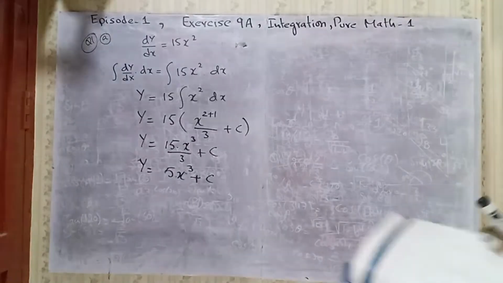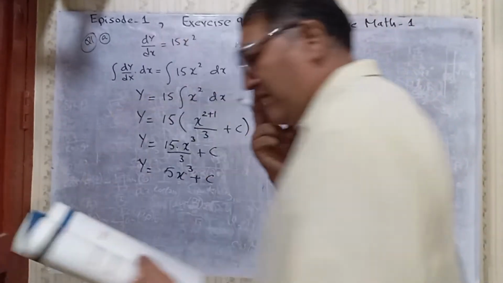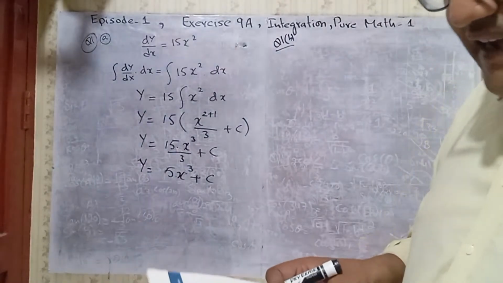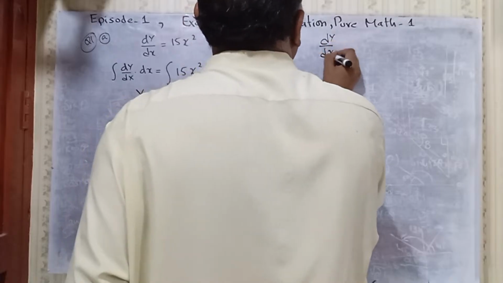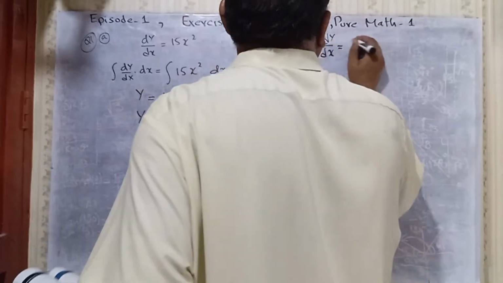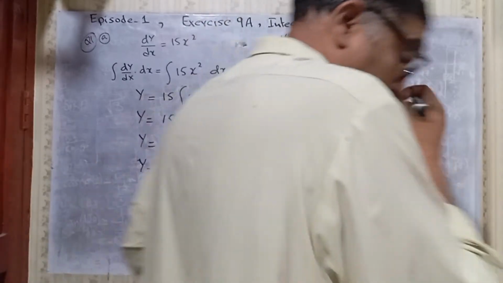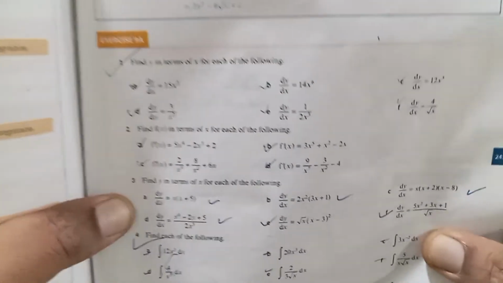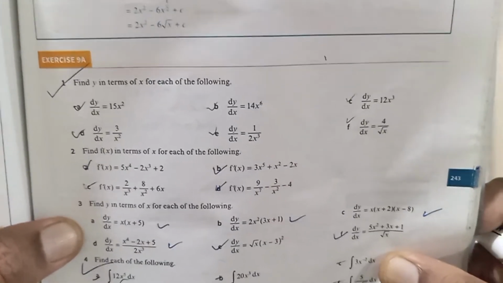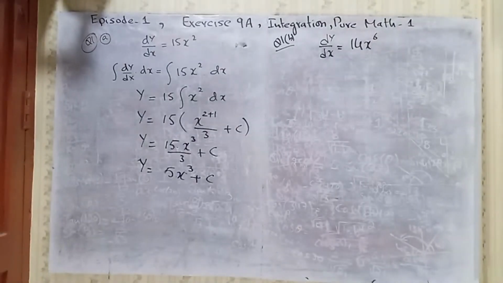Now we are going to do question number 1, part B. Here we have dy by dx equal to 14x raised to power 6. Let me check again; the question is like this. You can see this is the B part which I'm going to attempt. We have to find y in terms of x.